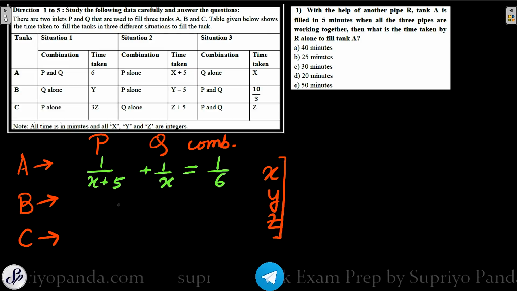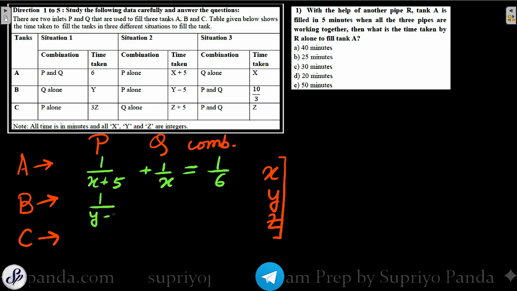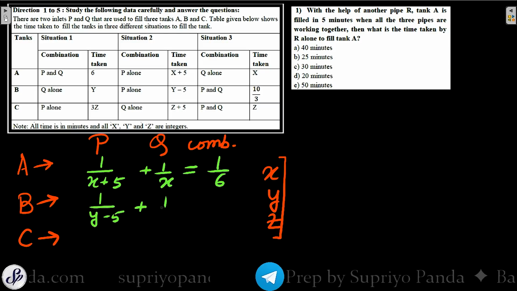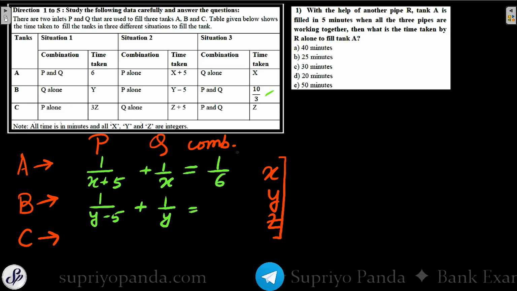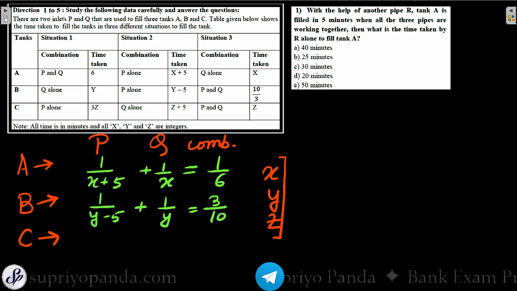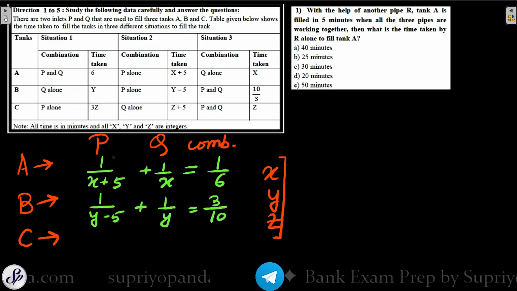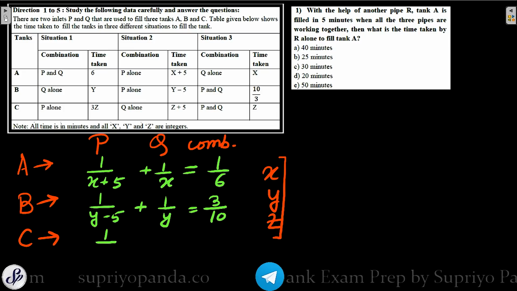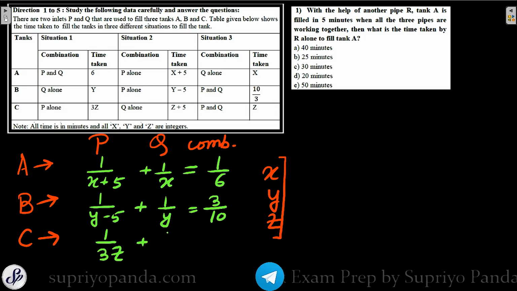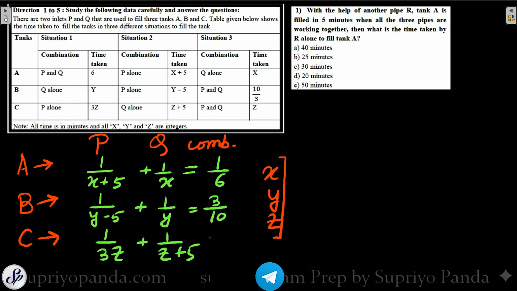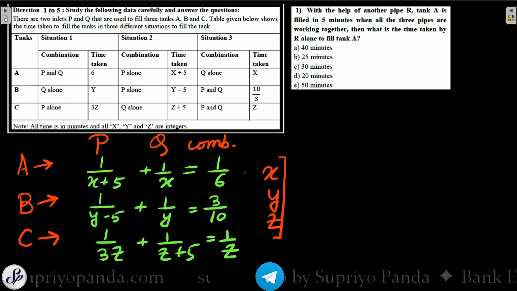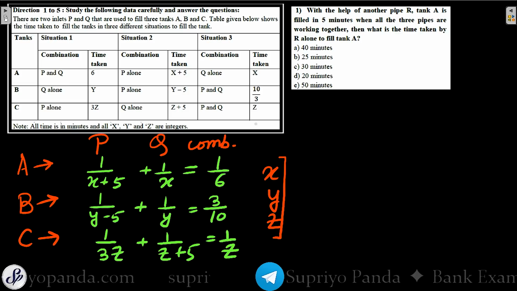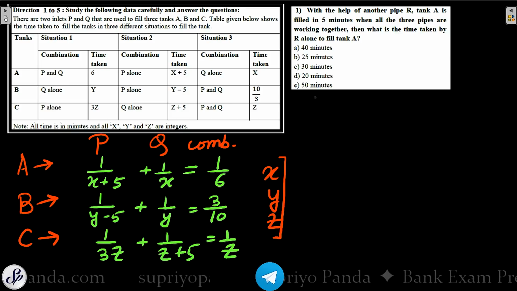So for B, what do we have? We have 1 by Y minus 5 plus 1 by Y equals 3 by 10. Because it is 10 by 3, we have to invert it, so it becomes 3 by 10. And now we have tank number C. So for tank number C, we can write it as 1 by 3Z plus 1 by Z plus 5 equals 1 by Z. So in this way, we set up our equations, but don't solve them now, because it's not important that you solve it right now. So let's see the first question first.